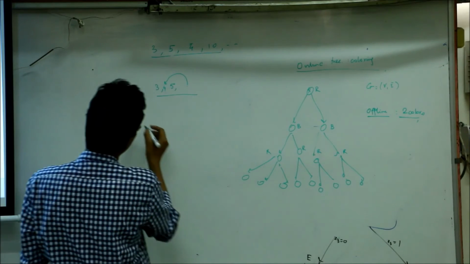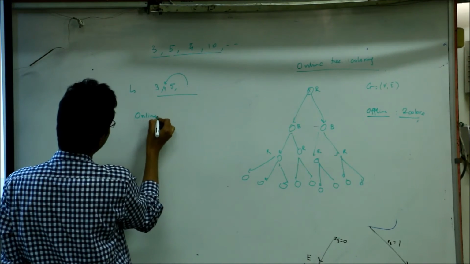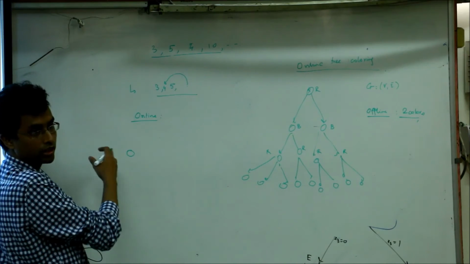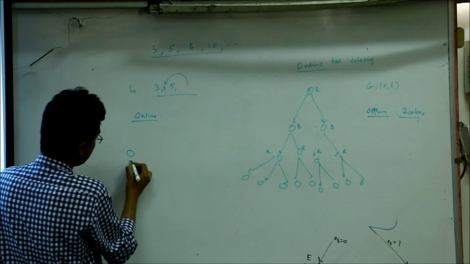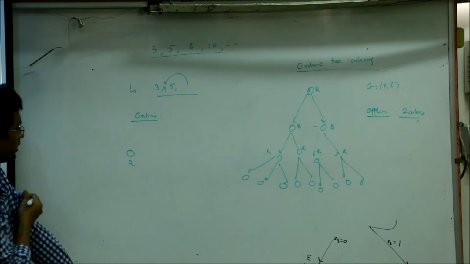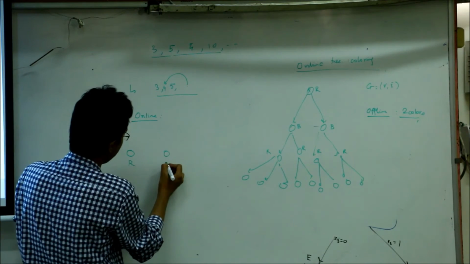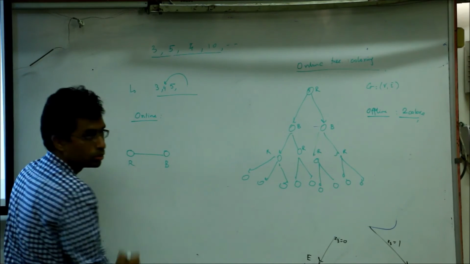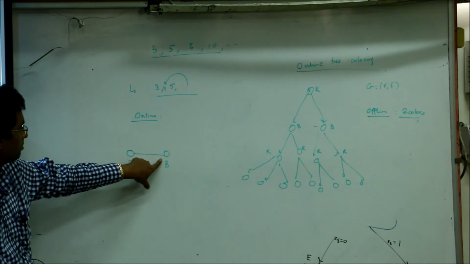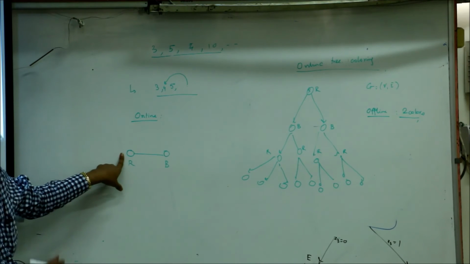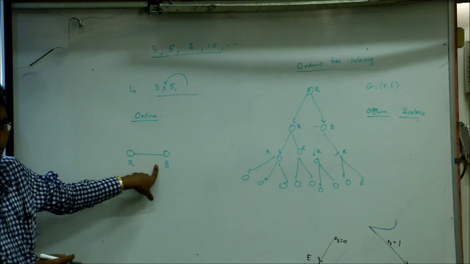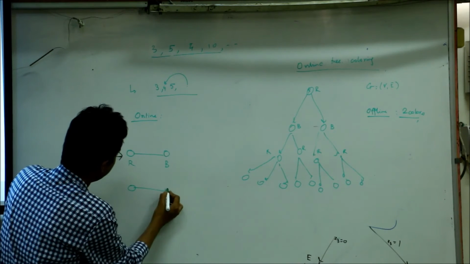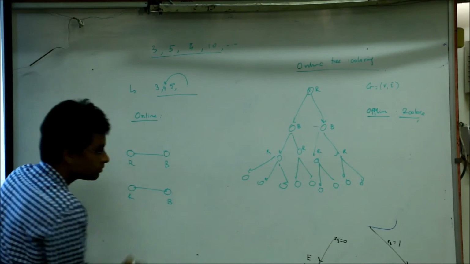But what happens in the online version? In the online version, maybe one vertex comes. Whenever one vertex comes you have to color it. So maybe you give a color red. The next vertex comes, and it has an edge with this red vertex, so you have to give it color blue. Why can you not give it color red? Because it has an edge to a red vertex, so you have to give it color blue. And maybe another 2 vertices come which you have colored red and blue like this.